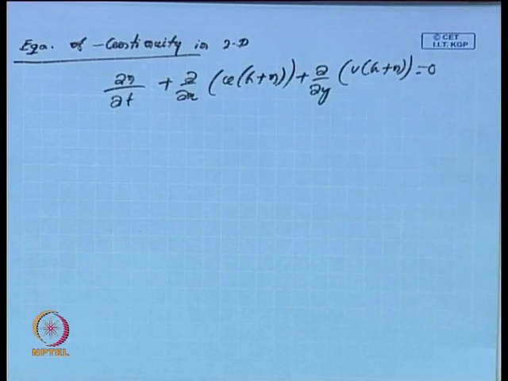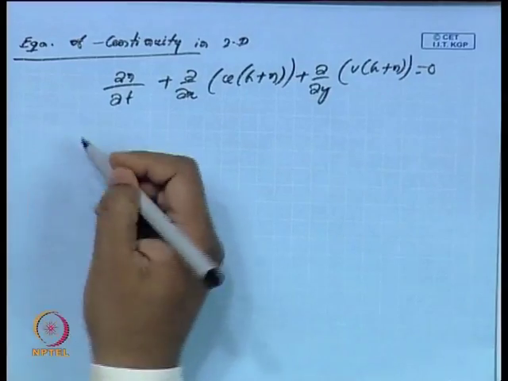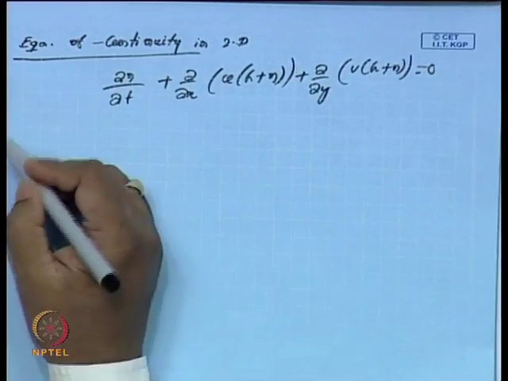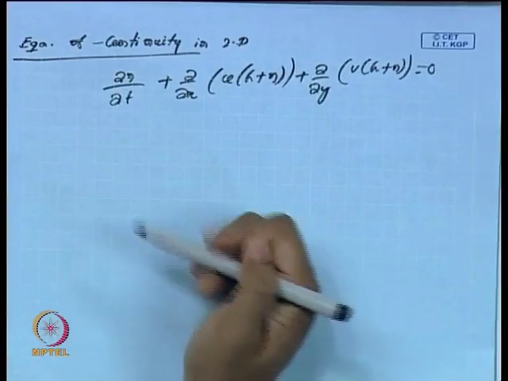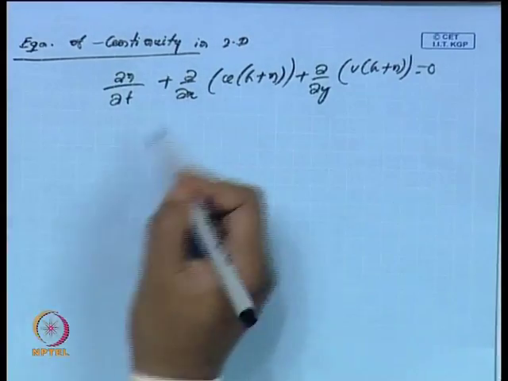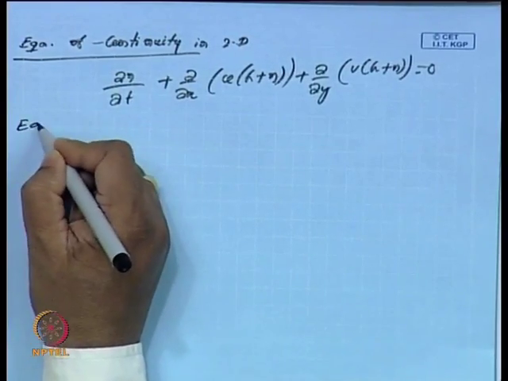Okay. Now, I just leave this as homework to do again, to prove it. As I told earlier, we will discuss that it can be obtained, but here I am giving it as homework. This is the equation of continuity. What about the equation of motion?